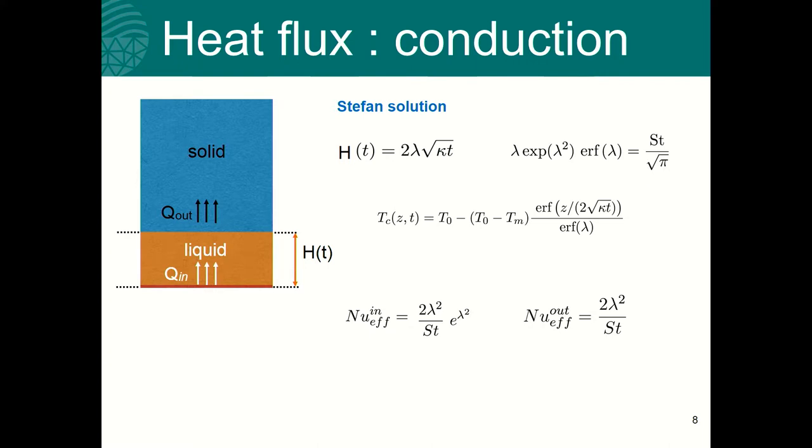For the conductive case, the solution is known. It is known as the Stefan problem. The height of the interface is proportional to the square root of time, and the profile of temperature is in the form of an error function. Likewise, Nusselt effective in and out can be computed numerically, and as you can see, they are independent of time.